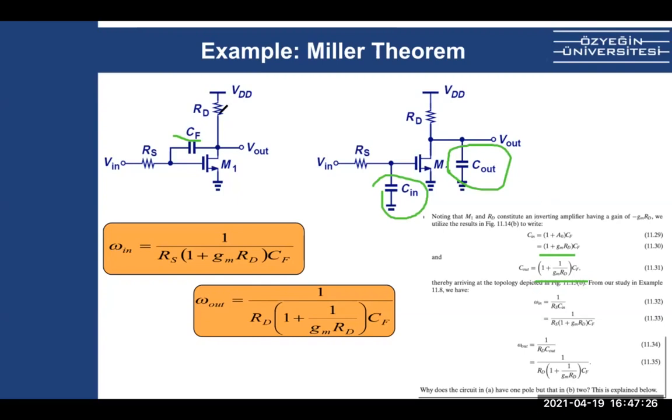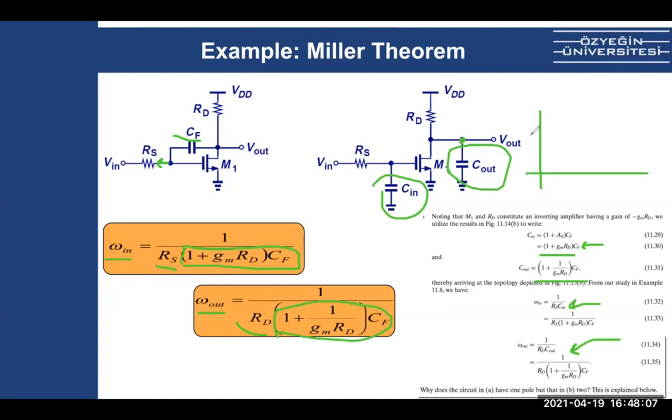The gain is GMRD as if there is no cap, so that we can define input and output poles. Why? Because the cap 1 plus GMRD times CF is a new cap, C in, which is seeing the RS impedance. This new cap C out is seeing the RD impedance. Okay. So two poles, V in pole, V out pole. Basically the same logic. We just locate the poles, locate the location of the poles.